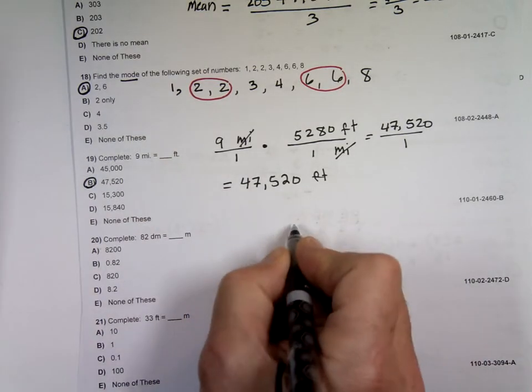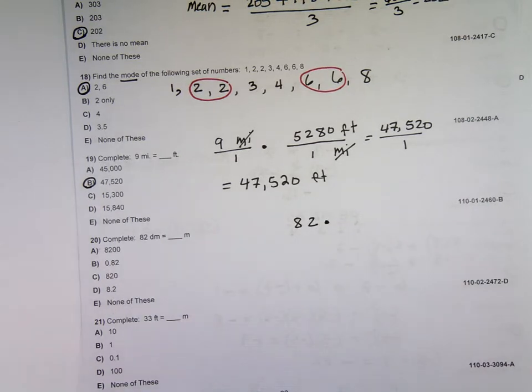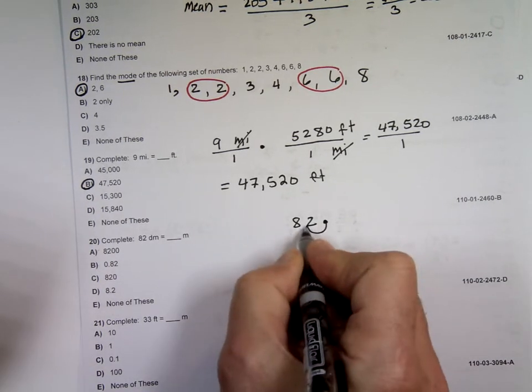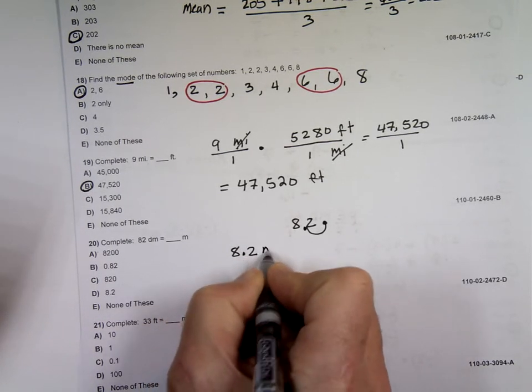So here's my number, 82. My decimal point is here. Move it one place to the left. That becomes what? 8.2 meters.